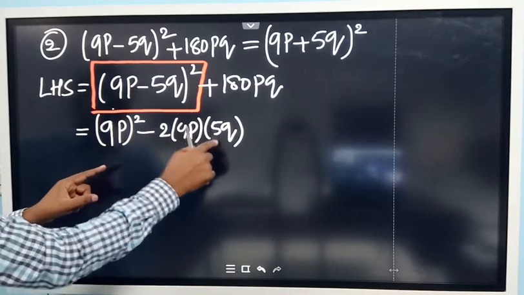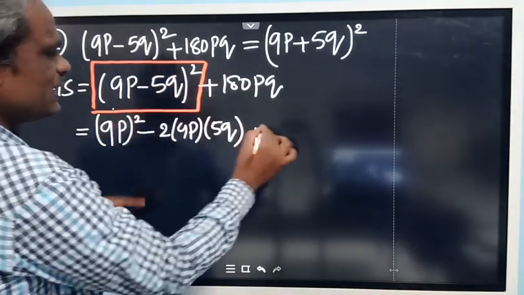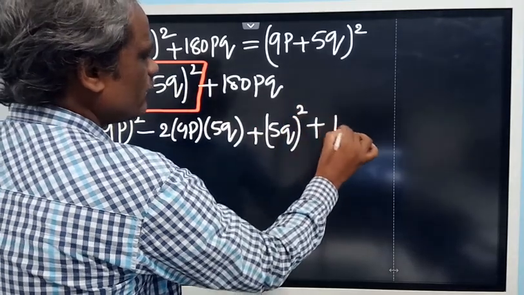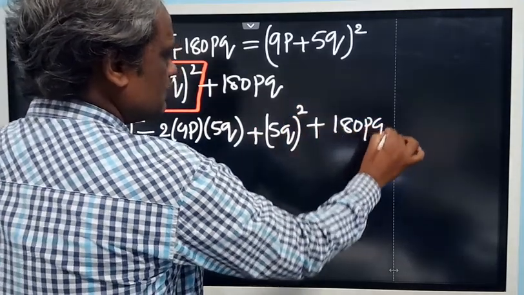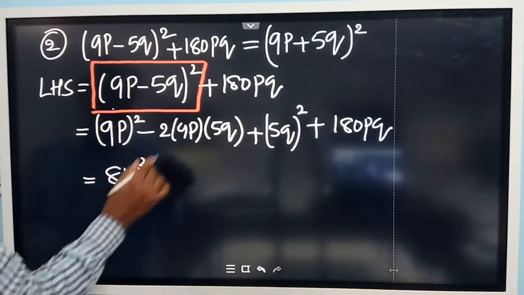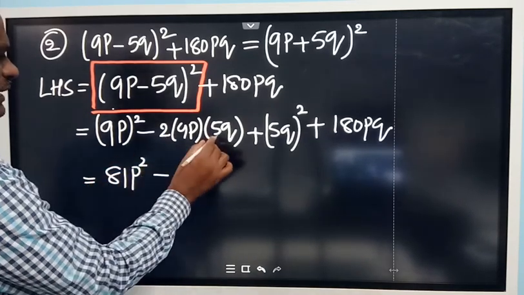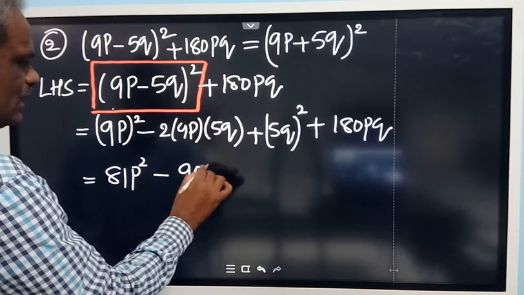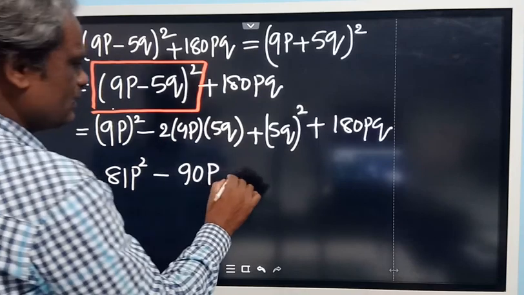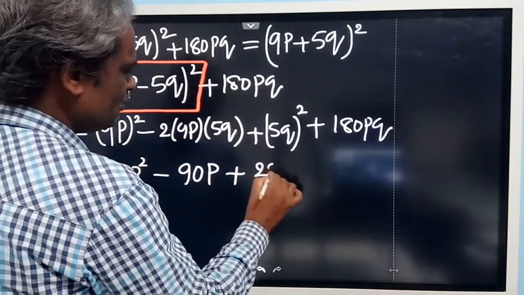A square minus 2ab plus b square. B square means again 5q whole square plus 180pq. Okay, so now this is 81p square. Simplify this one. 2 5s are 10, 10 9s are 90, 90p. Plus 5 5s are 25, 25q square.